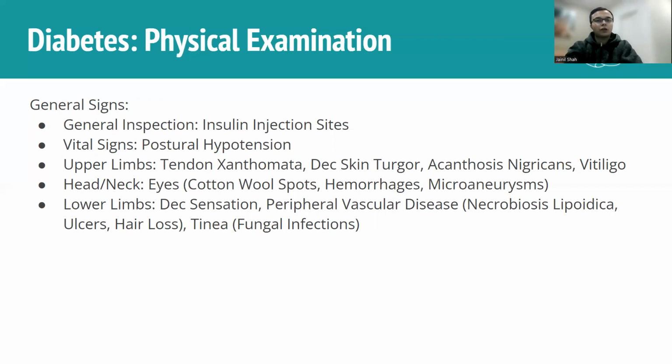With upper limbs, you might look for tendon xanthomata because that points towards dyslipidemia, and that is the metabolic syndrome risk factors are important to consider when it comes to type 2 diabetes in particular.